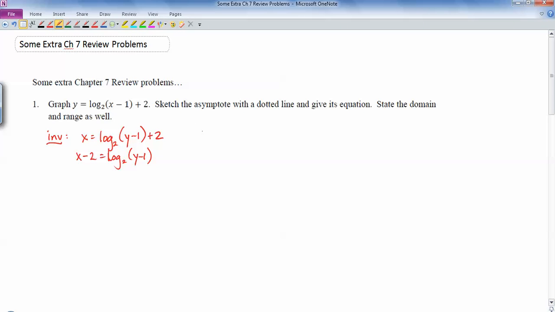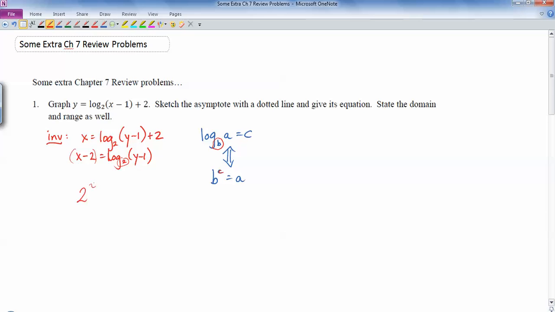And then at this point, I can use the log conversion formula. So I'll write it over here. That's if I have log base b of a equals c, that turns into b to the c equals a. So in this problem, this b is 2. And then the c that I need to raise the 2 to the power of is the thing that the log equals. So that's x minus 2.